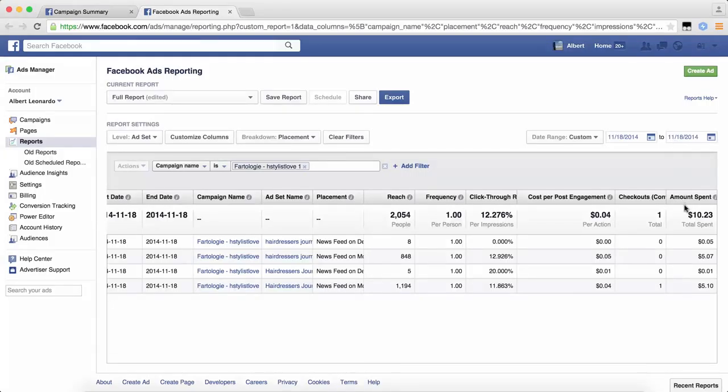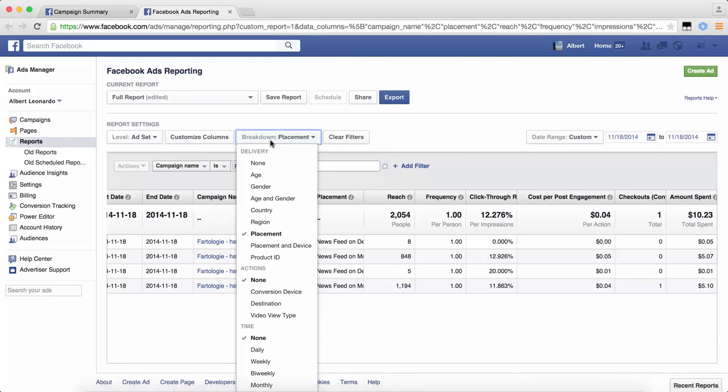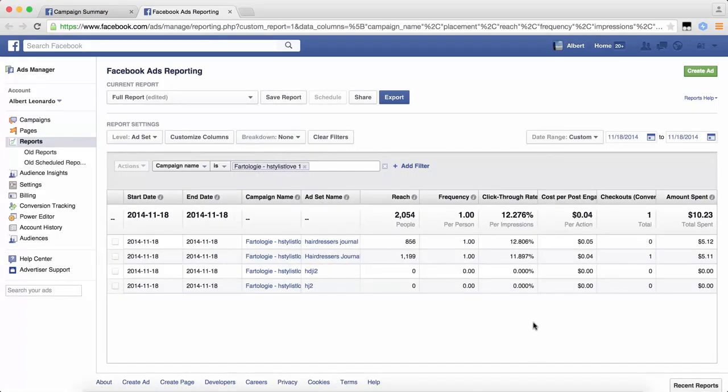On November 18, I have spent a total of $10, and then there's only 1 conversion. Okay, breakdown, none. So these are the 4 interests that I ran. This is the reach, the frequency. I'll explain more about this in the report management module. Let's look here, the click-through rates. This is quite high, right? 12% and 11%, and the CPE is very low, which is very good. Total conversion only 1, and amount spent $10.